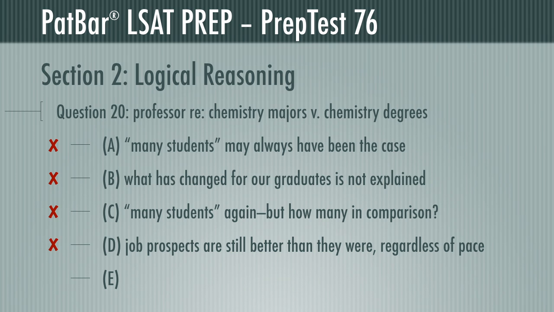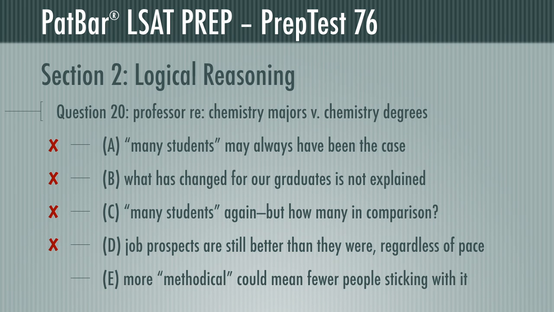The first hint that E is correct is its first three words, over the years. This directly tells us that something has changed over the years. If we presume to be true that first year chemistry is more methodical and therefore less interesting than it used to be, it could explain the decline, and E is the only one that can.